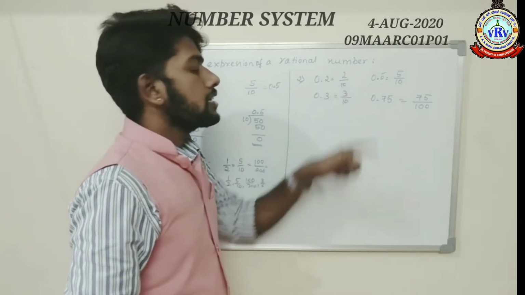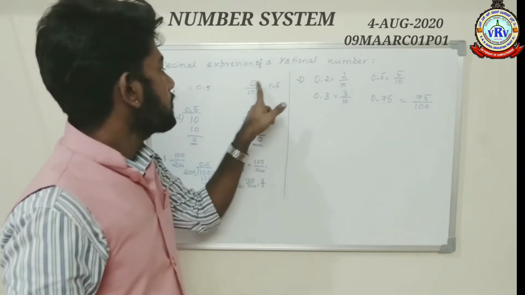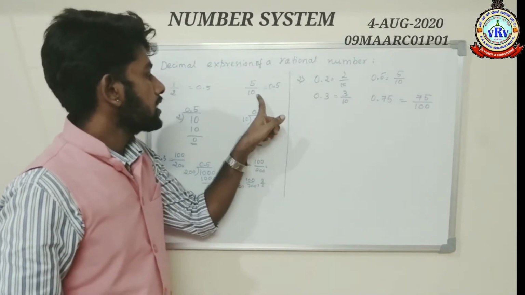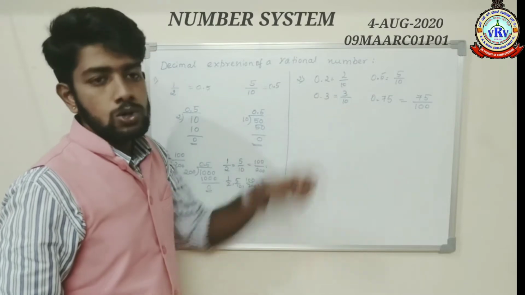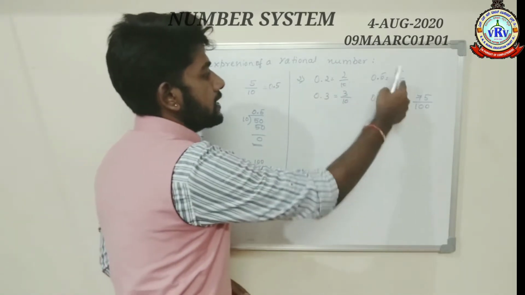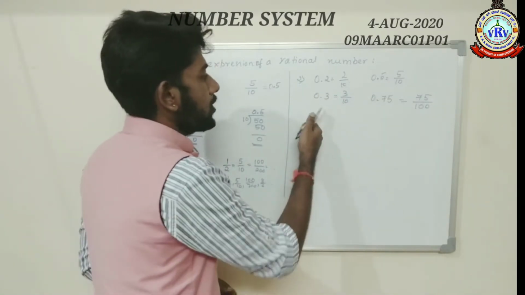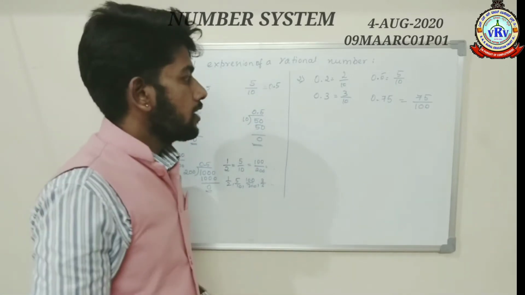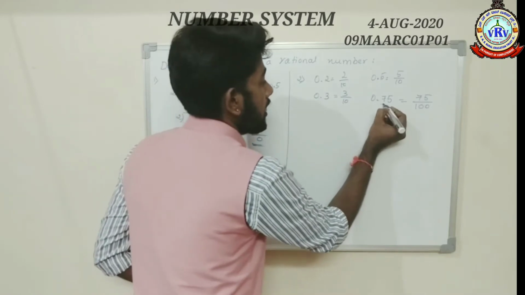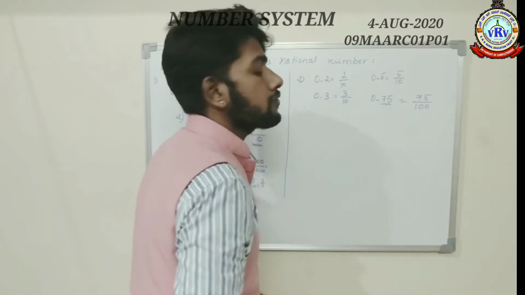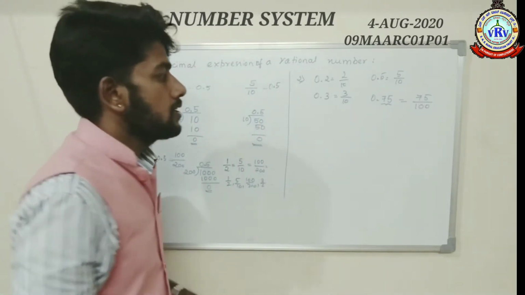0.2 I can write as 2 by 10. As we see here, 5 by 10 I can write as 0.5. So 2 by 10 is equal to 0.2, 0.5 is 5 by 10 and 0.3 is 3 by 10. 0.75 is 75 by 100, because we have two digits after the decimal point, right?